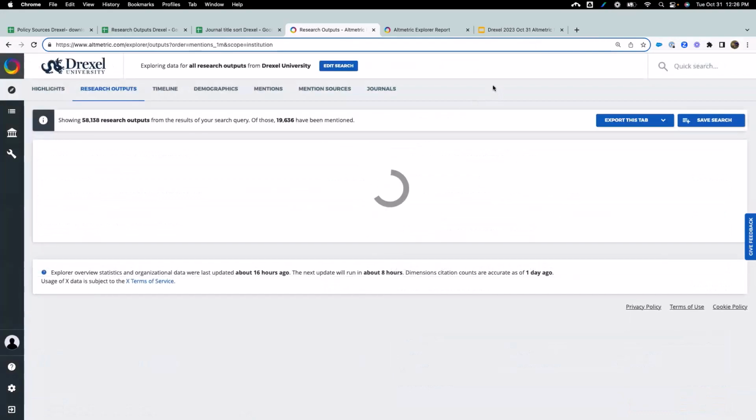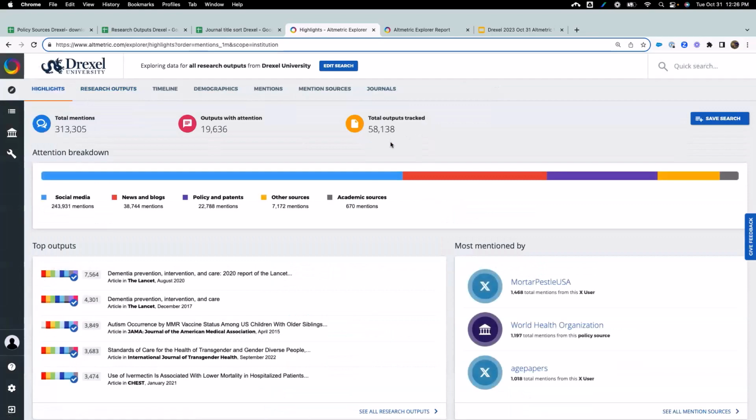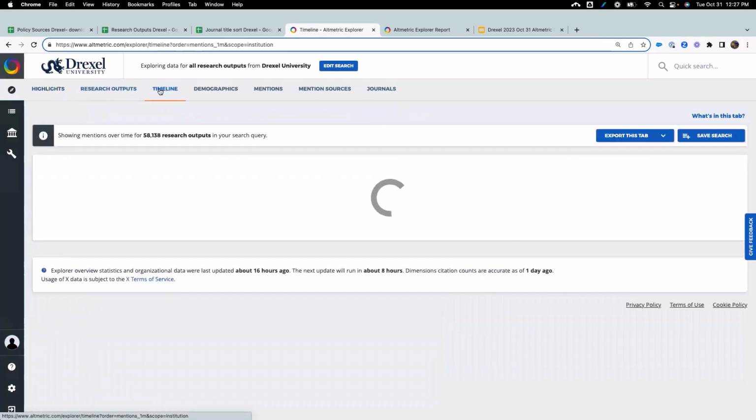So this is, again, we're just looking at, we'll go back to the highlights, just our research, the Drexel University research. And let's take a look at the timeline of research. And we can see, when have people been talking about us? What is the most recent thing they've said about our research? Is there anything that we ought to highlight?